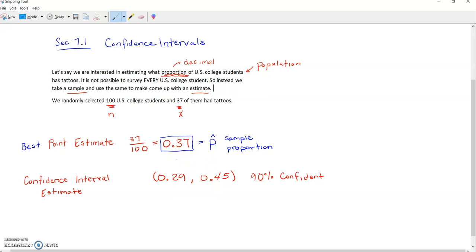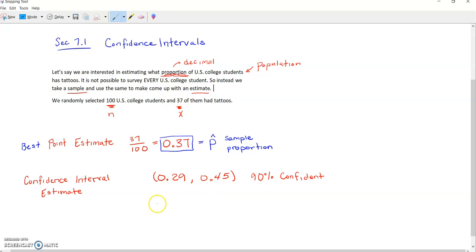So obviously, if our sample had 37% with tattoos, the chances that that's exactly right are pretty slim, because we only based it on 100 college students. Guessing an interval, a range of values, increases our chances of being accurate, right? We know our sample's probably not perfect, so we'll say we think it's between 0.29 and 0.45 based on this sample where it was 0.37.